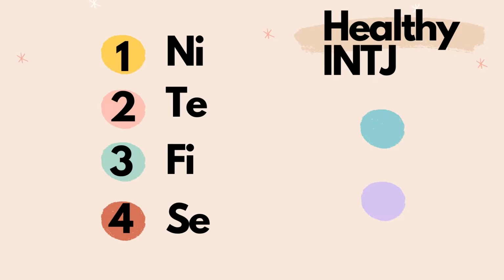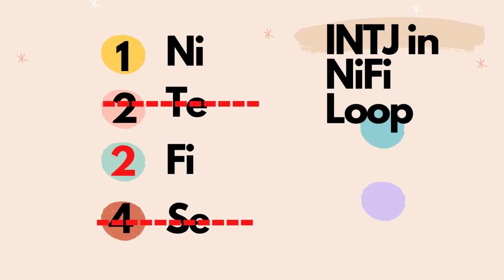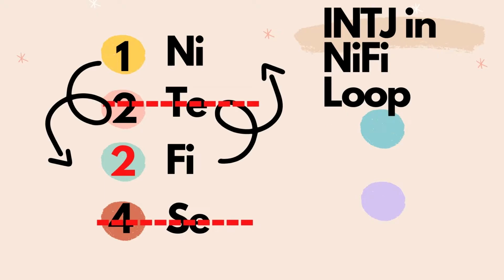So in this episode, we are going to talk about the INTJ in a loop, and their loop is called the NiFi Loop. Here we can see this is the cognitive stack of the INTJ. They use Ni as their dominant function, Te is their auxiliary function, Fi is their tertiary function, and their fourth function, which is their inferior function, is Se. When the INTJ no longer trusts the second function, which is the auxiliary function, they will now go onto a NiFi loop.